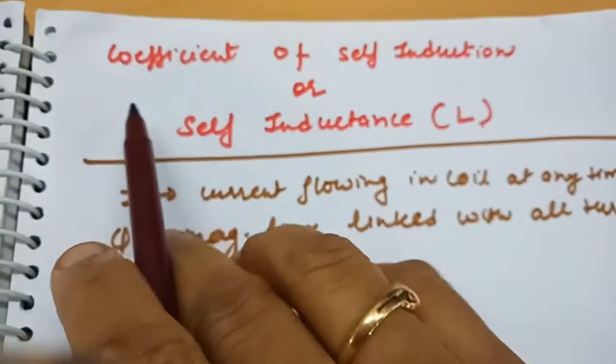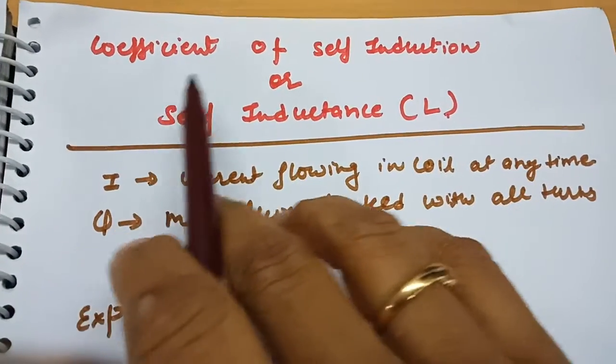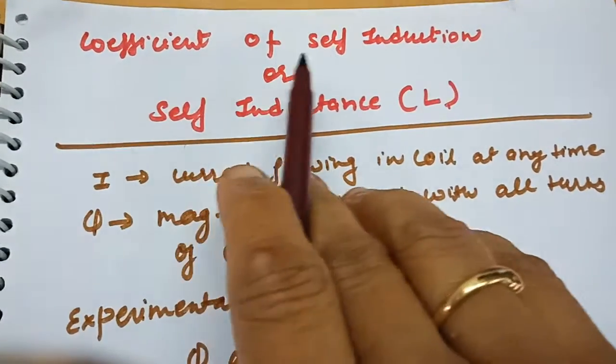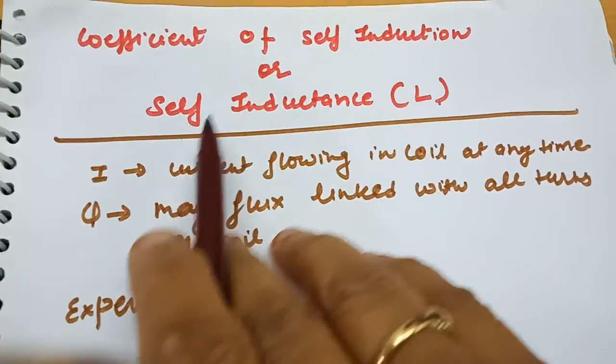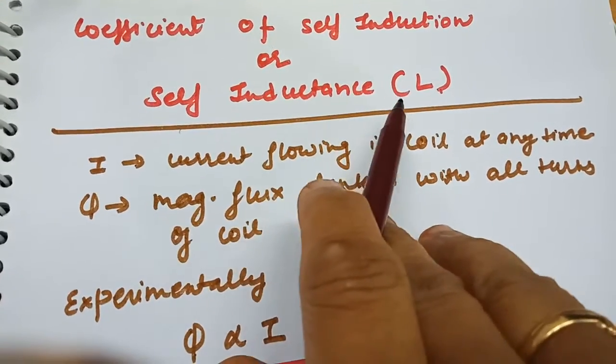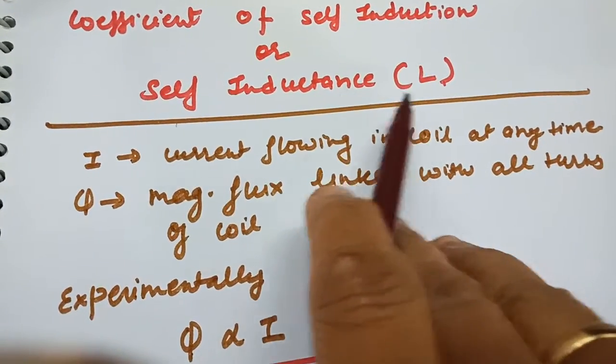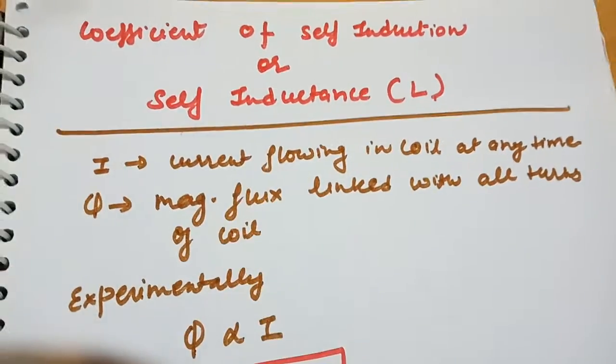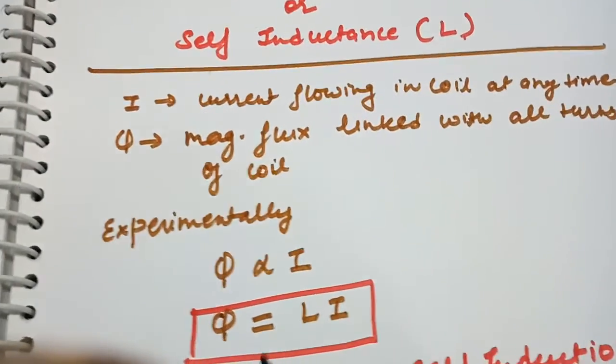Now here there is a quantity which is associated to the phenomenon of self-induction, which is called the coefficient of self-induction, or simply the self-inductance of a coil. The symbol of the self-inductance or coefficient of self-induction is capital L. Now what is this? We are going to see.